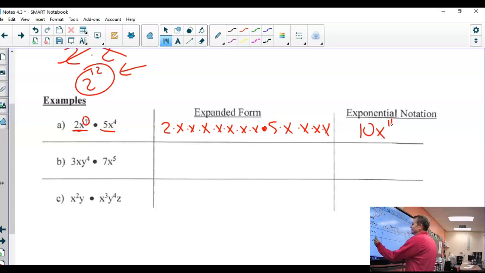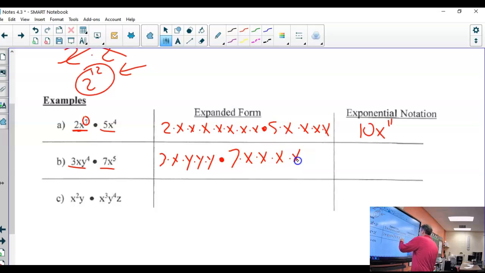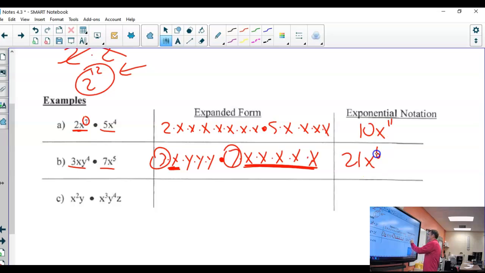How about the next one? Let's see, that would be 3 times x times y times y times y times 7 times x times x times x times x times x, which would be, let's see, 3 and 7 gives me 21, and I've got an x here and 5 more x's here. That is x to the 6th, and then I've got these 3 y's here, so y to the 3rd.